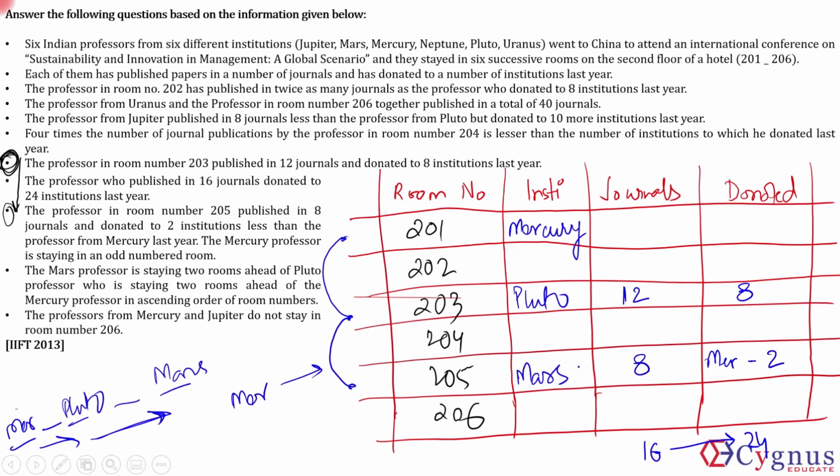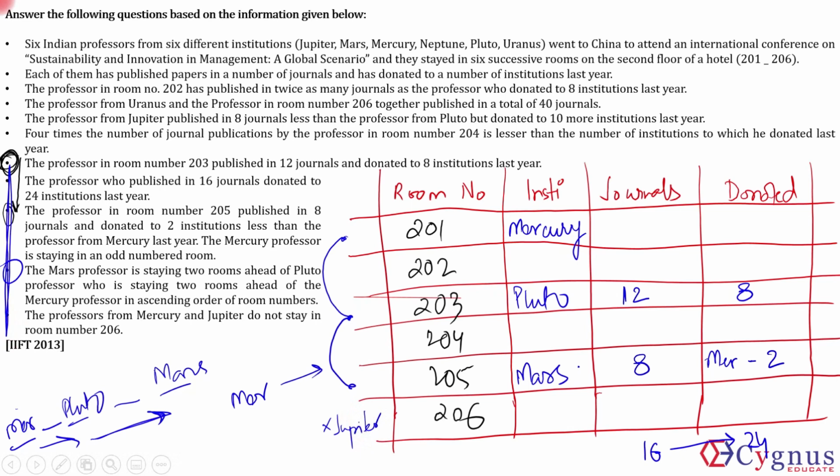Okay, so this is the information that we can draw from the second last statement. Next is professors from Mercury and Jupiter do not stay in room number 206. So 206 में Jupiter नहीं है. Fine.